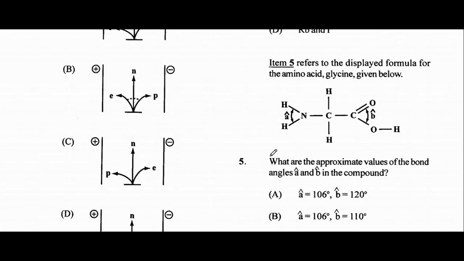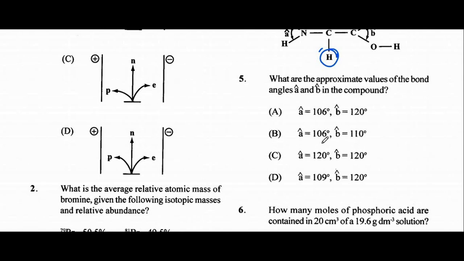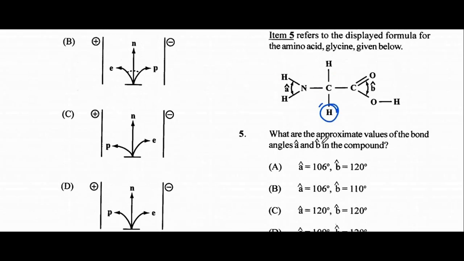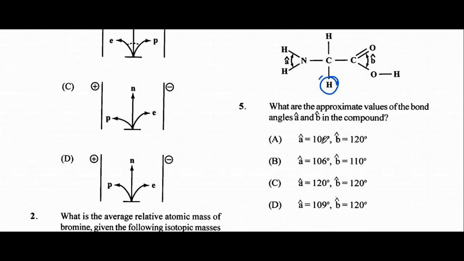All right, number 5. Item 5 refers to the displayed formula for the amino acid glycine. Okay, that's because of the R group here, it's just a single H, that's why it's glycine, given below. What are the approximate values of the bond angles, angle A and angle B, in the compound? Okay, so looking at the angles A and B.